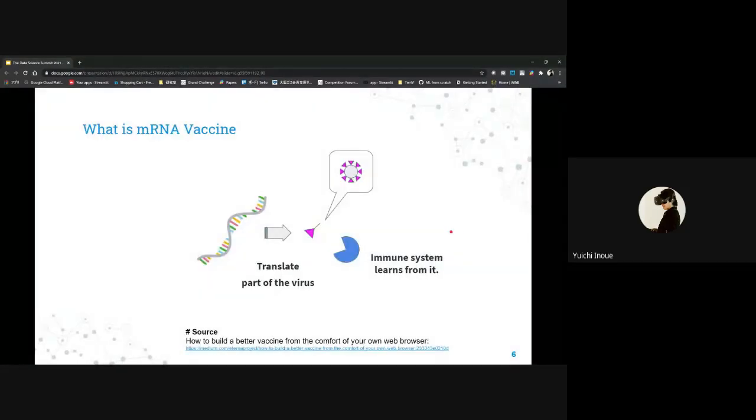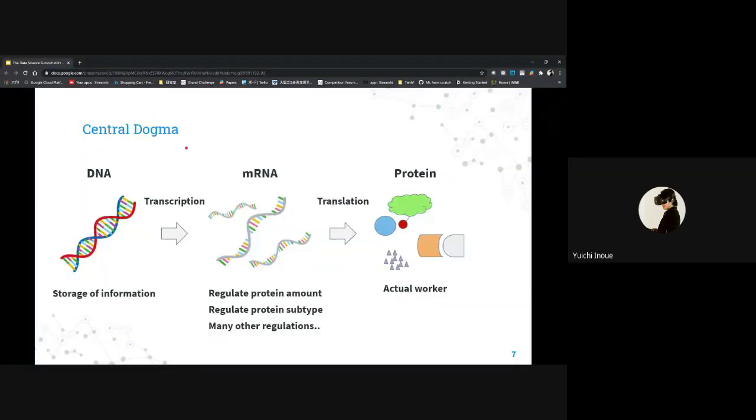The first example I will show is the mRNA vaccine. You may already know it, but I would like to start by briefly introducing mRNA. Most cells in your body have DNA, which is a storage of information. The mRNA is a copy of a specific region of DNA and is very fragile. The mRNA is then used to make the proteins that do the actual work.